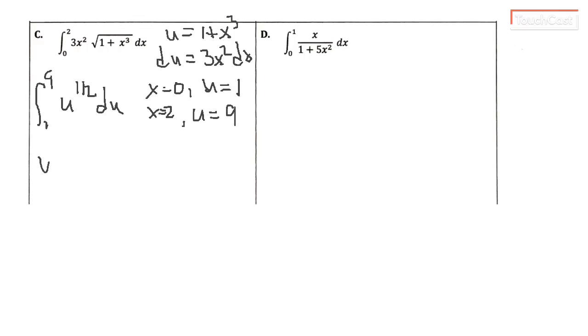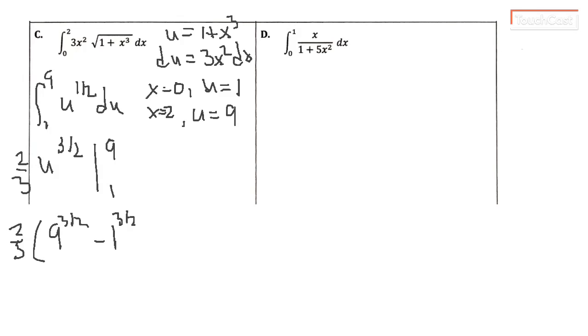So now I'm going to integrate. I'm going to have u to the 3/2, but I have to multiply by the reciprocal of that, so 2/3 u to the 3/2 plus c. Now, I don't even need the plus c for this. We're going to go from 1 to 9. So we're going to have 2/3 times 9 to the 3/2 minus 1 to the 3/2. Well, 9 to the 3/2, we can do the square root of 9, which is 3, to the power of 3. 3 times 3 times 3 is 27.